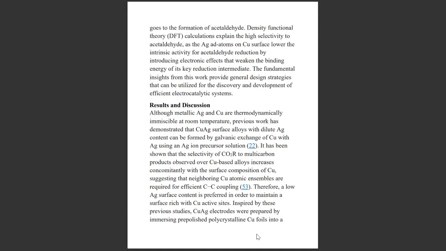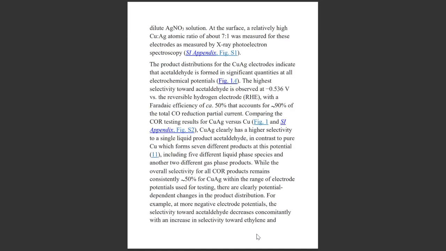Inspired by these previous studies, the copper-silver electrode was prepared by immersing pre-polished polycrystalline copper foils into a dilute silver nitrate solution. The product distribution for the copper-silver electrode indicates that acetaldehyde is formed in significant quantity at all electrochemical potentials. The highest selectivity toward acetaldehyde is observed at minus 0.536 volt versus the reversible hydrogen electrode, with a Faradaic efficiency of approximately 50% that accounts for 90% of the total CO reduction partial current.